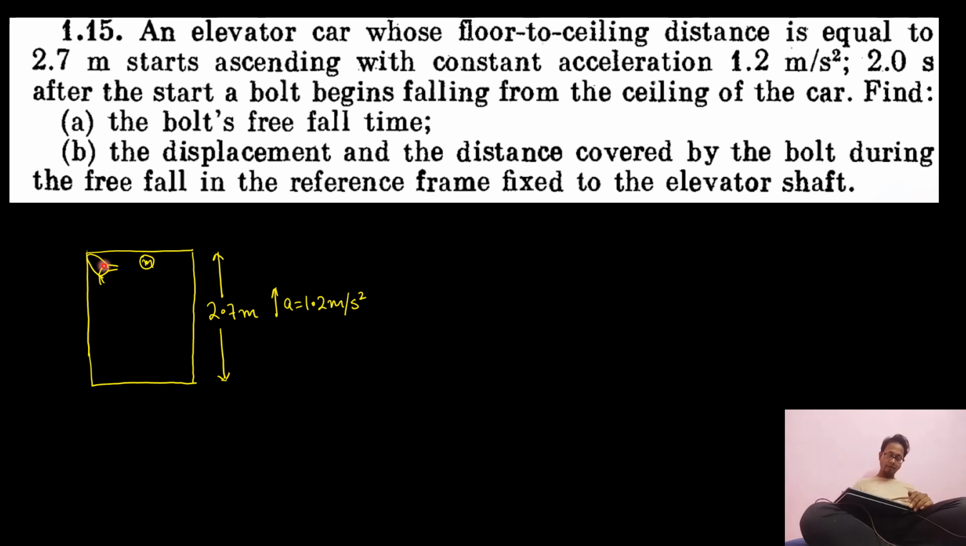From the frame of reference of the elevator, the acceleration of this bolt would be g plus the acceleration of the elevator in the opposite direction. So the bolt's free fall time would be the time taken by the bolt to cover this much distance with this acceleration. So S is equal to ut plus half a effective acceleration into t square. But a out here is nothing but g plus 1.2. Out here S is equal to 2.7.